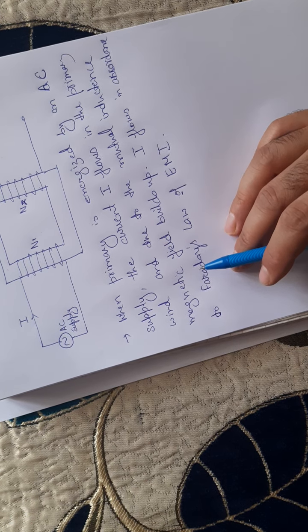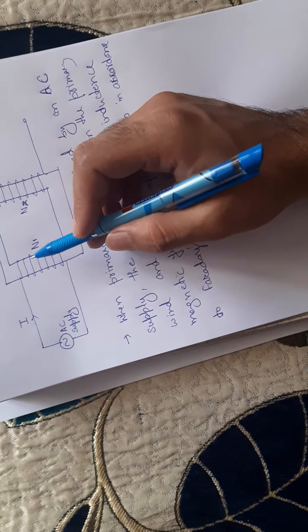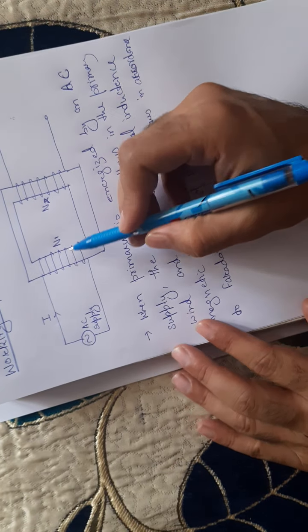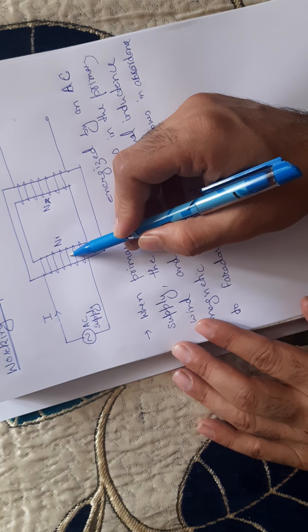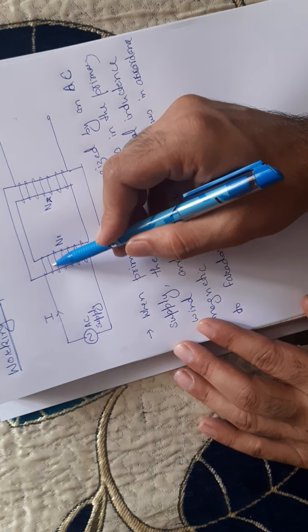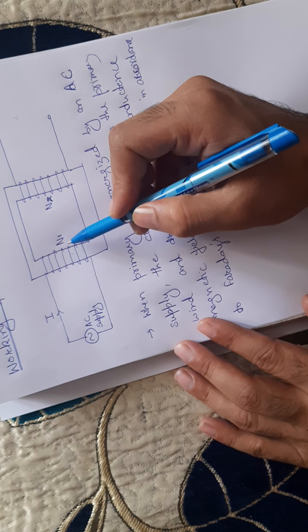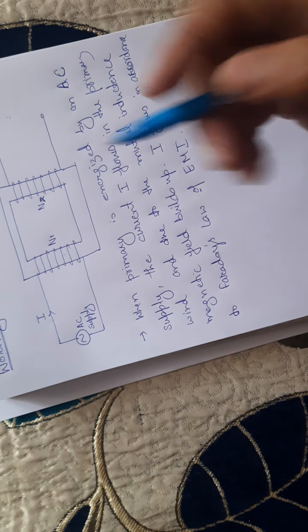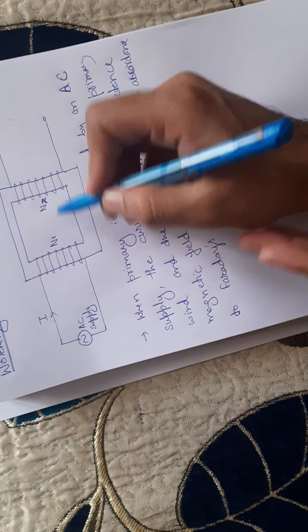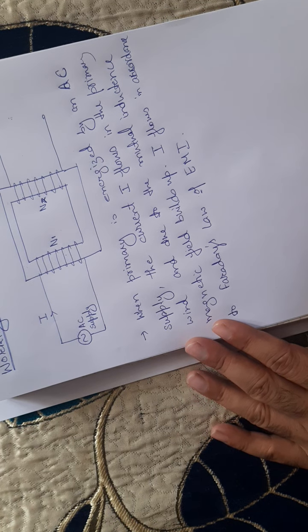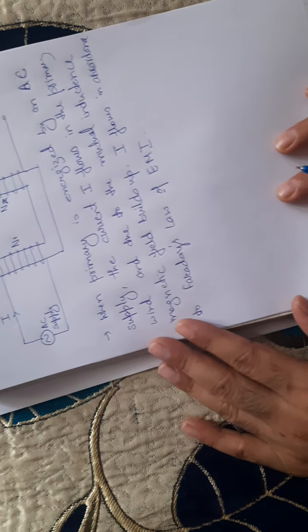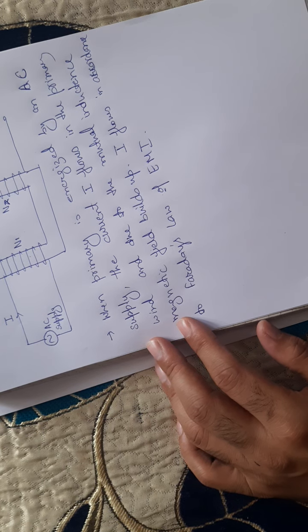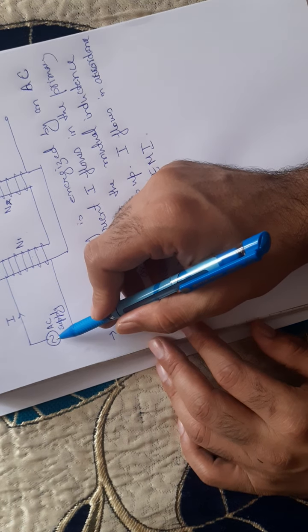Okay, so in a transformer, once you have constructed a transformer, you cannot change the number of turns. And the length of the conductor is also fixed. So if length and turns are both fixed and current is fixed, how can you change the flux? How can you change the field? So I am saying this is AC.